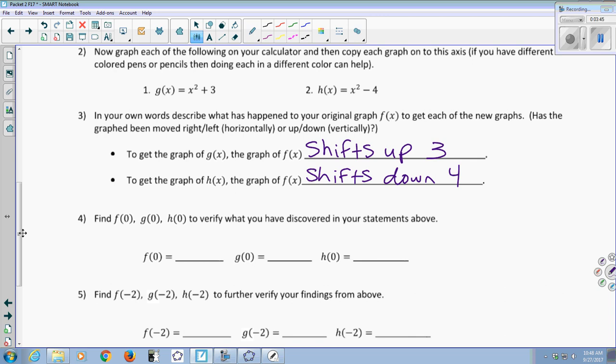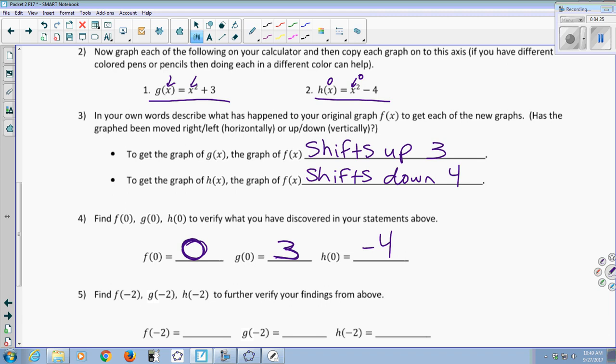Okay. So if I want to find f of 0, g of 0, and h of 0 to verify, f of 0 is 0. So that's f of x is x squared. g of 0, so this is g. If I replace this x with a 0, you have to replace this x with a 0, so you get 3. And that makes sense because if I shift everything up 3, then a y-coordinate of 0 should become a y-coordinate of 3. And then for h of 0, if you replace x with a 0, you have to replace this x with a 0, so you get minus 4. And that also makes sense because a shift down 4 should take 0 to negative 4.